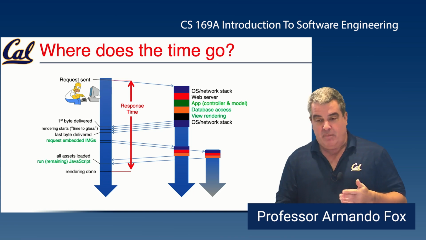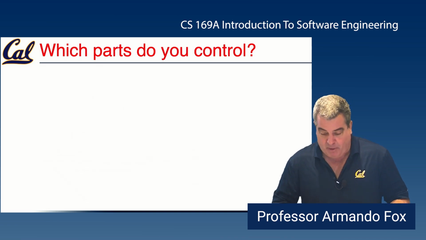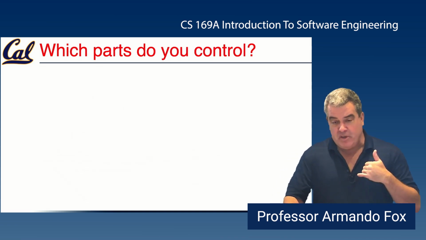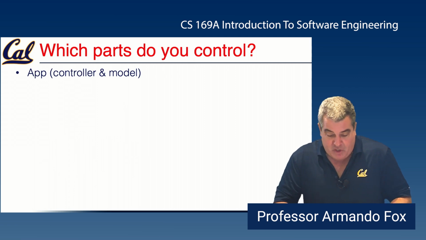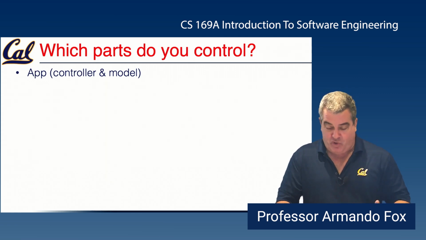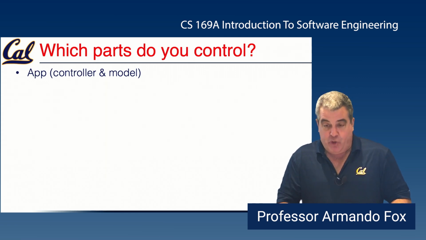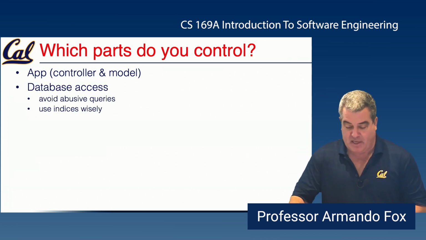So as you can imagine, not all parts of this are parts that you can control. So which parts do you control? Well, certainly the app, right? Your code in the controller, your code in the model, you get to control those. You can optimize that code.